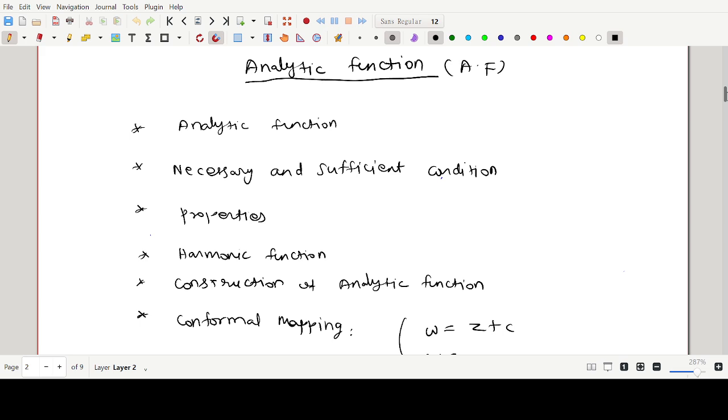In the last two lectures, I explained what an analytic function is, based on problems, and also discussed the necessary and sufficient condition. In the second lecture, I explained harmonic functions, also based on problems. Today's class I'll explain the construction of analytic functions based on problems.